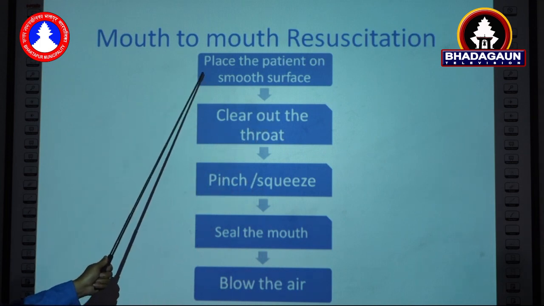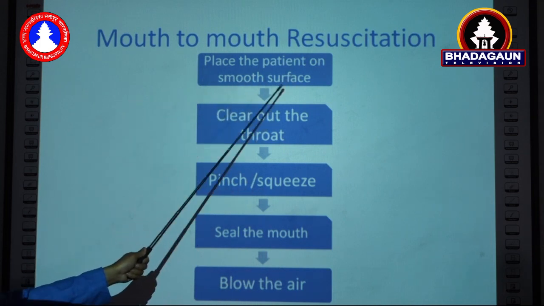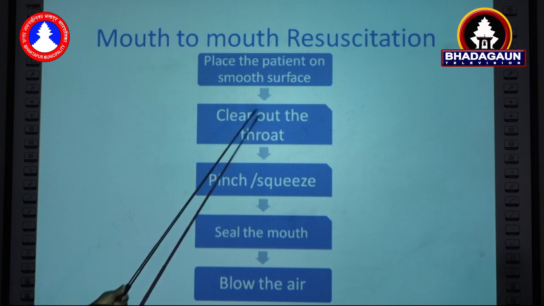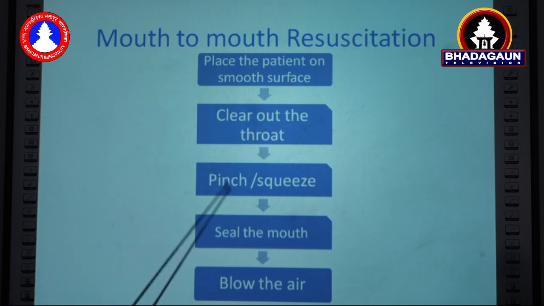So what's the first one? Place the patient on a smooth surface. This is the first step. Second, clear out the throat. Third, pinch or squeeze. What should be? You have to know. Only the verb is given: pinch or squeeze. Seal the mouth. The fourth step. Fifth one is blow the air.